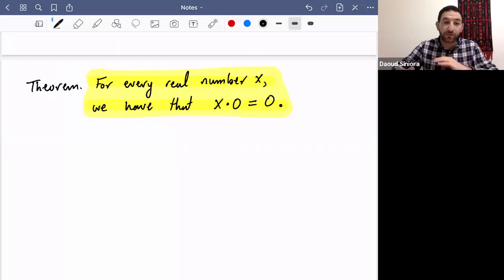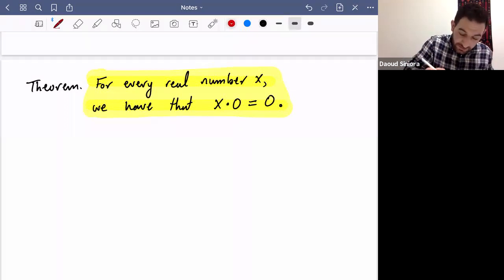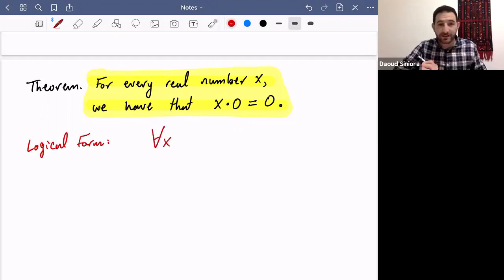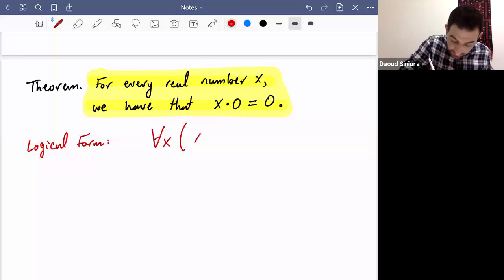It says for every real number x, the multiplication of x with 0 is 0. So let's try to write this in predicate logic. What is the logical form here of this sentence? It says for every x, where x is a variable whose domain is all real numbers, any x you choose in the domain of real numbers has the following property: x times 0 is equal to 0.